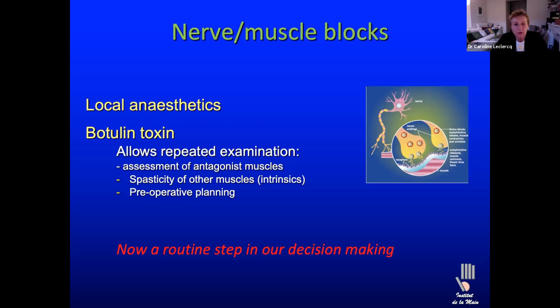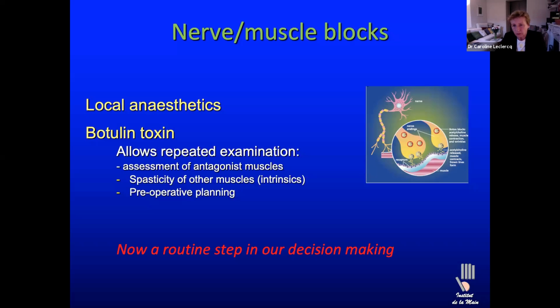You can also assess spasticity of other muscles, and this is especially true within intrinsic muscles of the hand. If you have a tight fist because the finger flexors are so spastic, there is no way you can examine the intrinsics until you have temporarily paralyzed your finger flexors. And so this botulinum toxin is going to be extremely helpful in the pre-operative planning. And I'm going to show you an example of that right now.